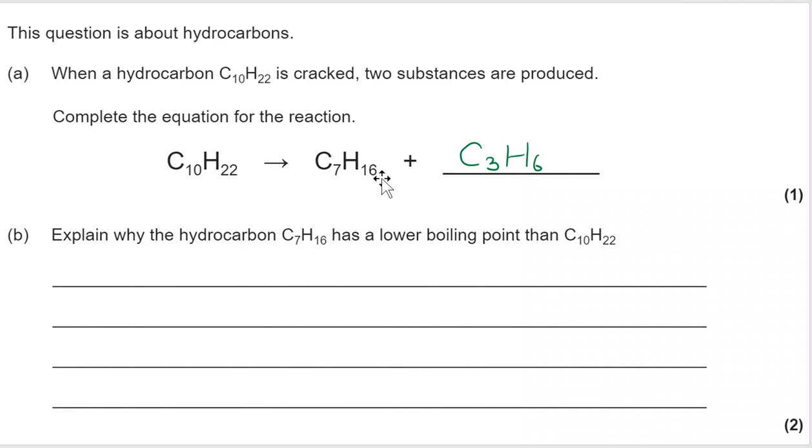Now, you can also think of this in a slightly different way, that we know in cracking we will always produce an alkene, and we've just proven that here. We can be confident that that is the right answer.